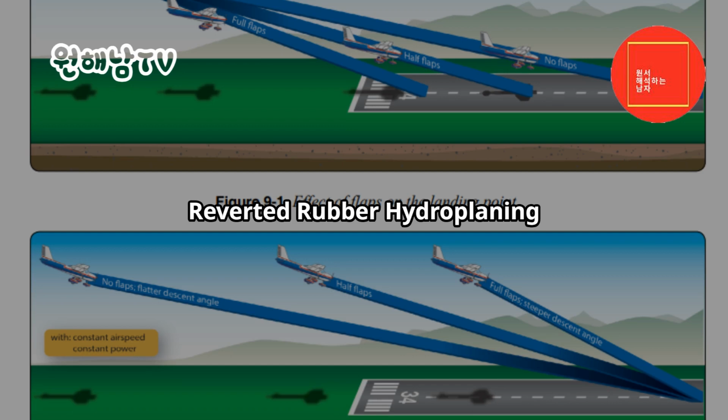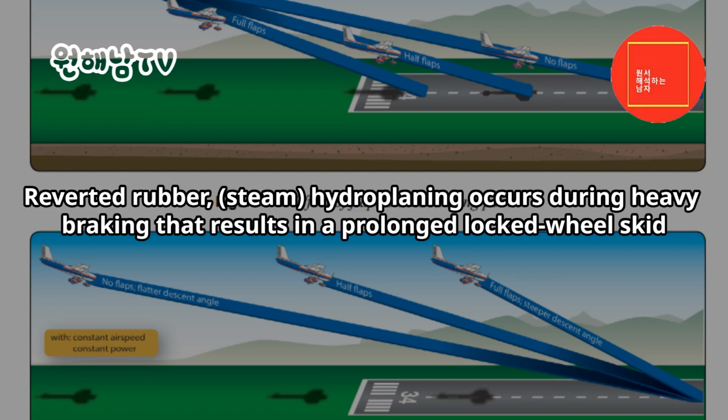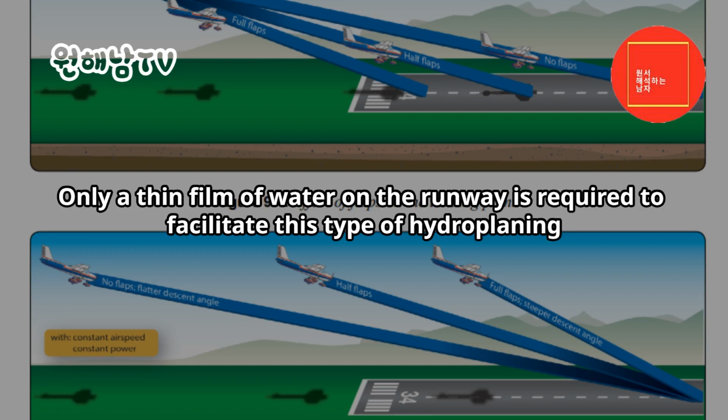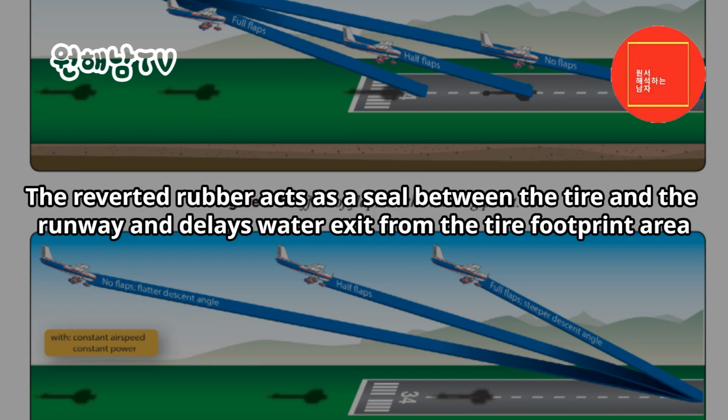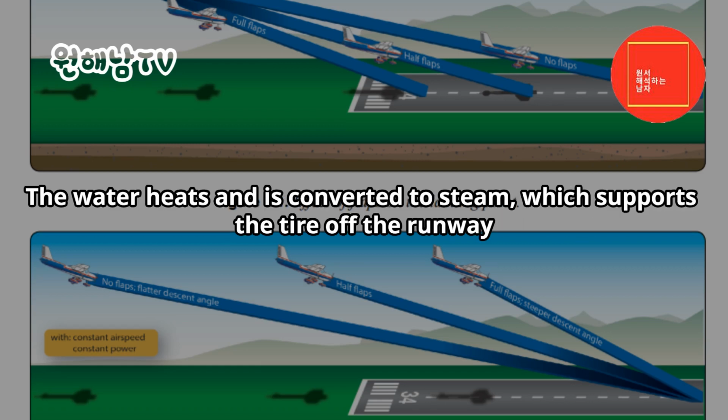Reverted rubber hydroplaning. Reverted rubber, steam hydroplaning occurs during heavy braking that results in a prolonged locked wheel skid. Only a thin film of water on the runway is required to facilitate this type of hydroplaning. The tire skidding generates enough heat to cause the rubber in contact with the runway to revert to its original uncured state. The reverted rubber acts as a seal between the tire and the runway and delays water exit from the tire footprint area. The water heats and is converted to steam, which supports the tire off the runway.